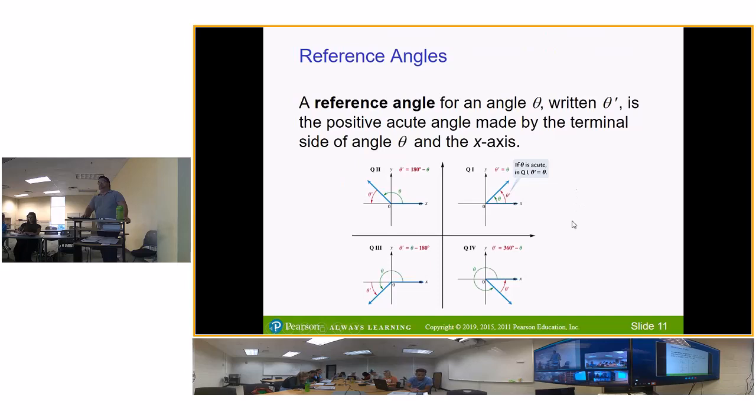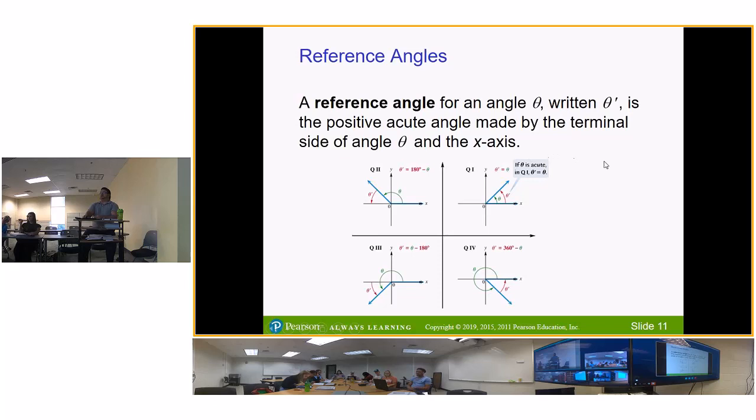Reference angle. Now, this is where we get into going round and round. I already went over this with you before. A reference angle is the other angle beside the angle that you're turning. If I turn 90 degrees, the reference angle is 270. If I turn 30 degrees, the reference angle is 330. Get it? We already talked about that.